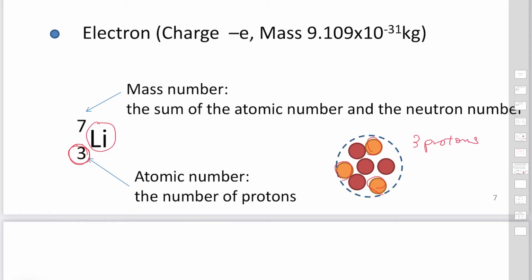Also, one more important quantity is the mass number. This is the sum of the atomic number and the neutron number. So in this case, there are 3 protons and 4 neutrons. So the sum of 4 plus 3 becomes 7. So we have a 7.